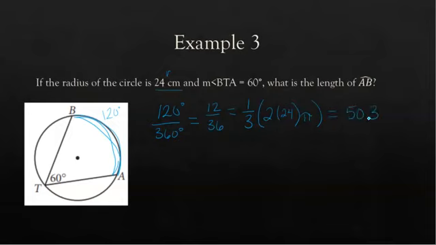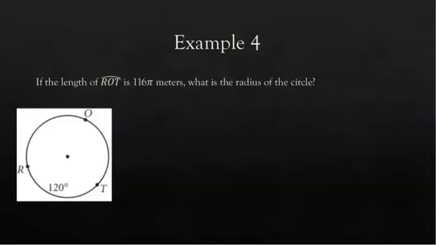And then I need to look at my units. What was it measured in? It was measured in centimeters. Always make sure that the arc length is given with its units. Last example. This one we're going to go a little bit backwards. So the length is given, the arc length of ROT. That's a large section, is 116 pi meters. What's the radius of the circle?